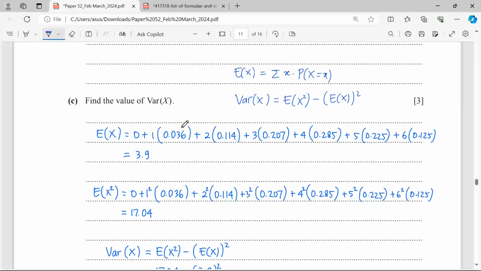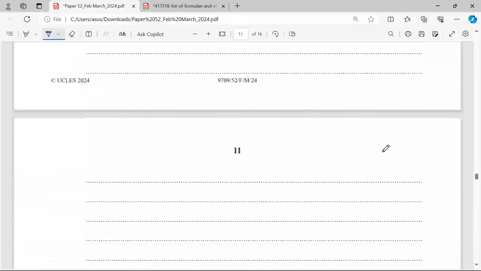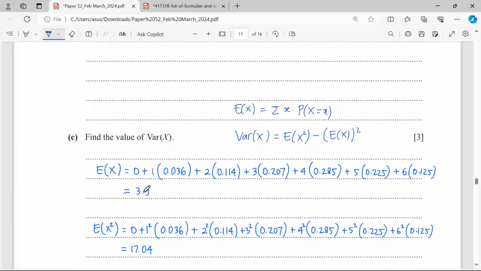Yeah, you can refer back to the probability distribution table here. 0 multiplied by this is 0, plus 1 multiplied by this, plus 2 multiplied by this, and so on until the last one. And you will get 3.9. For the expected value of x squared, it is actually pretty much the same as finding expected of x, but now you have to square the x first. Yeah, so we have 1 square, 2 square, 3 square, 4 square, and so on and so on. Work this out, you will get 17.04.